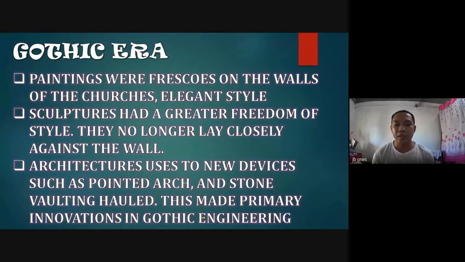So in their architecture, it uses new devices. One device na ilang gamit is pointed arc. Then second is stone vaulting. So this made primary innovations in Gothic engineering. So mao ni ang mga innovations sa Gothic architecture, mga pointed arc. Kung arc, wala siya curve. Kung pointed, ang curve ay point siya sa iyang tunga. So that is pointed arc. Mao na ang ilahang innovation sa architecture.